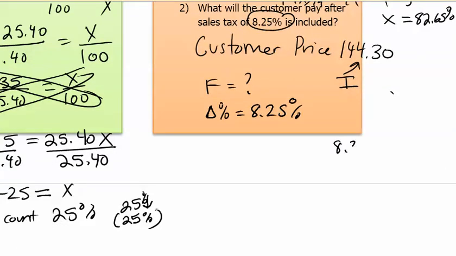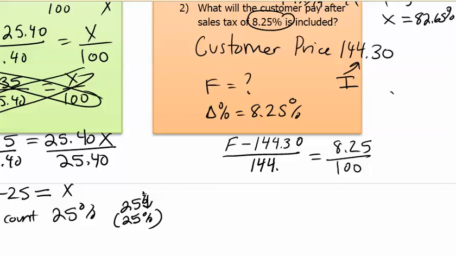We know we're going to have 8.25 over 100. When we put it over 100, we can drop the percent. And so the final is what we're missing, minus 144.30, divided by the original price, again $144.30, because it's always final minus original. Now notice that we're missing a variable, so we don't have a nice easy problem that works out. We actually have to do some algebra in order to find x, but we continue the same process.